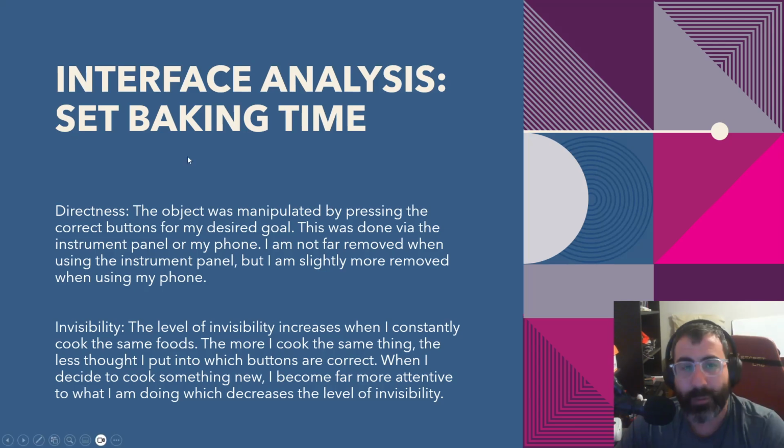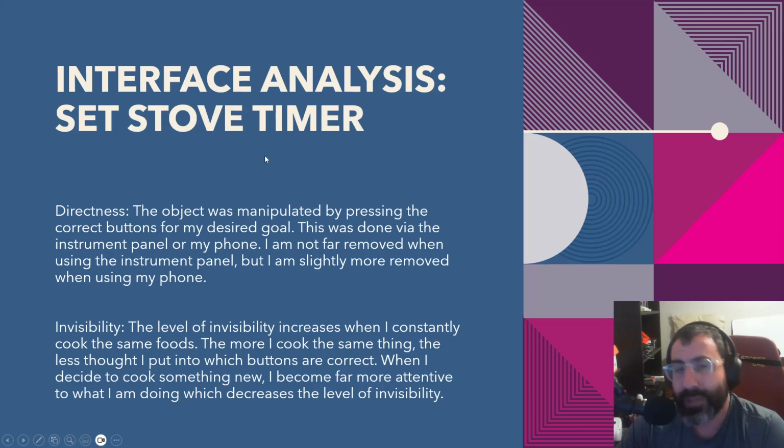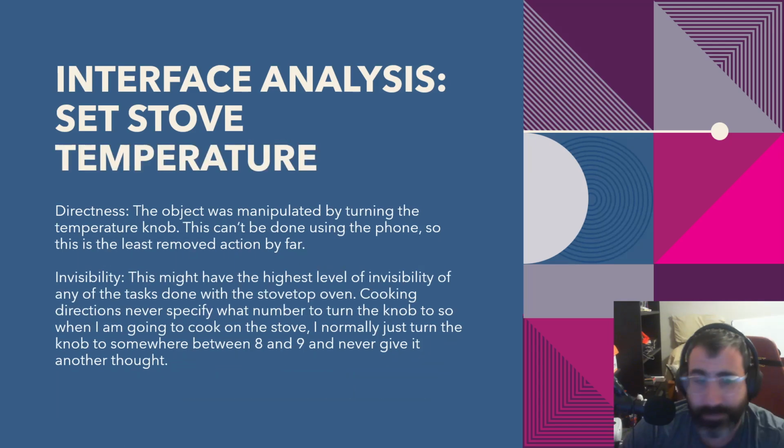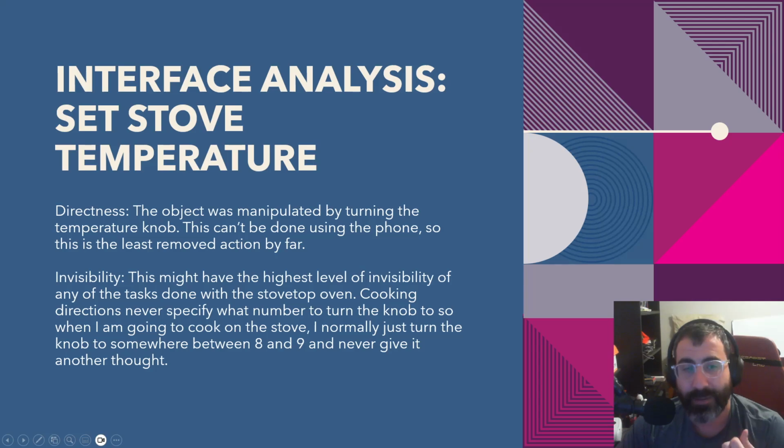So setting the stove timer is exactly the same as setting the baking timer. You're setting a time. You're just using a different part of the oven. Now, what's different is setting the temperature of the stove. This is the only case where you can't use your phone. You have to use a knob, what I was trying to say. So you don't use buttons for this. So you have to actually set a number similar to using a toaster.